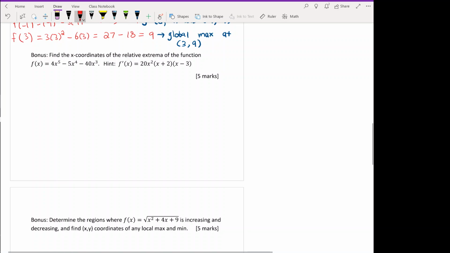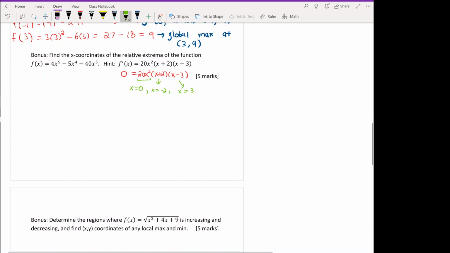To find the relative extrema, we set f prime equal to 0. So 0 is equal to 20x squared times x plus 2 times x minus 3. And we look for all the critical numbers, so here we get 3 of them. First comes from the first term being 0, that's if x is 0. The next one comes from the second term being 0, that's x is equal to negative 2. And then finally, x is equal to 3 from the third term being 0.